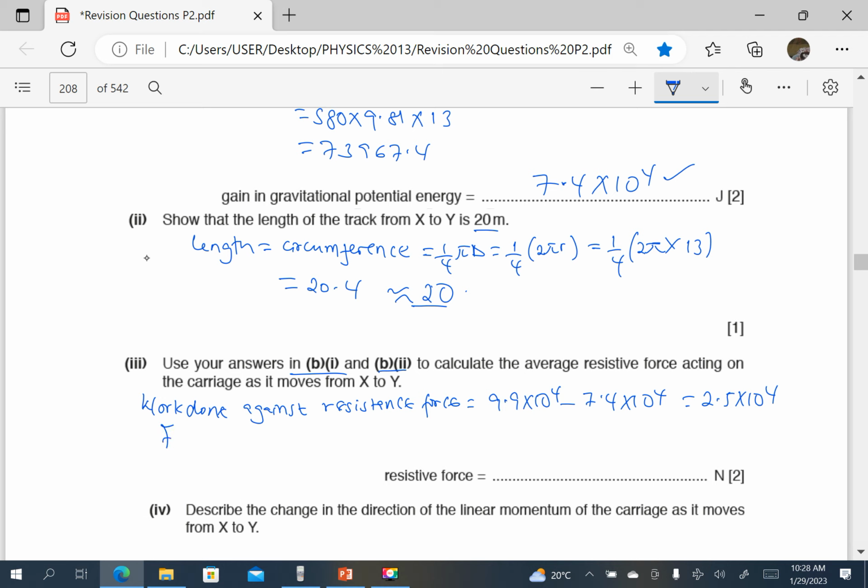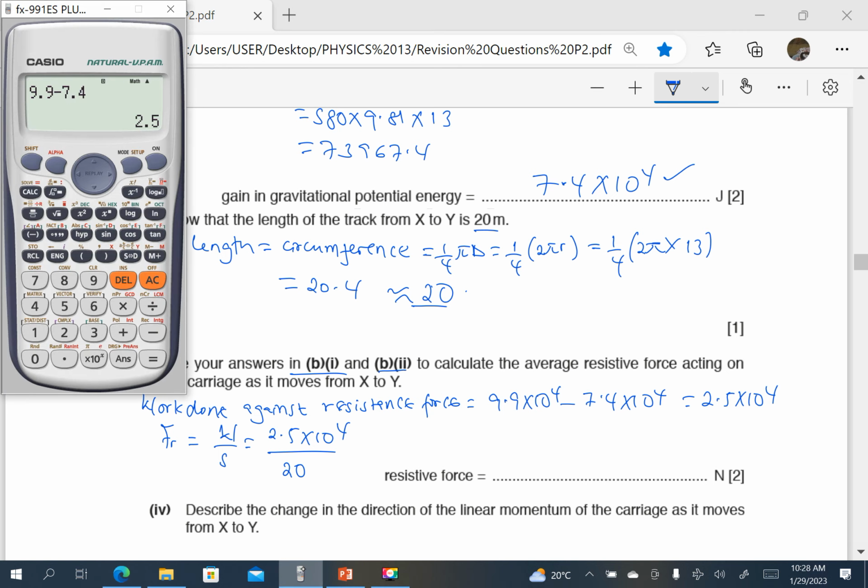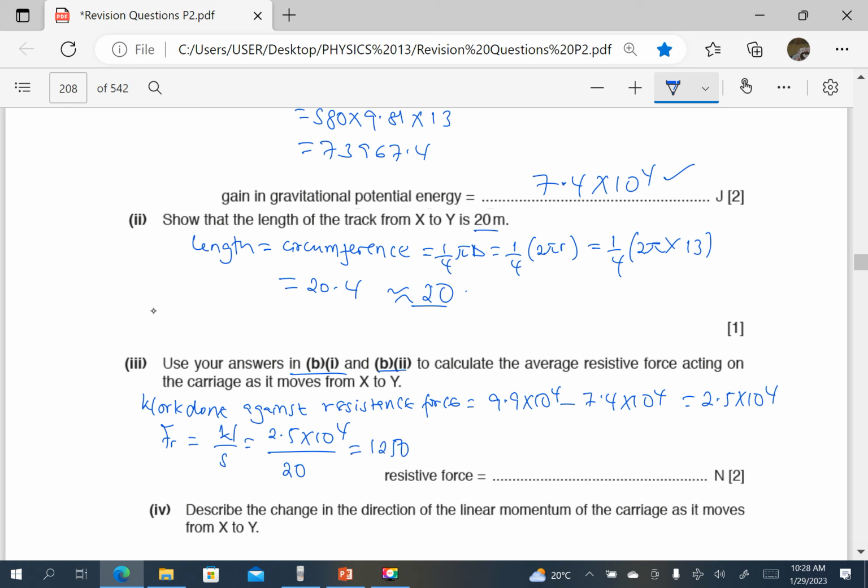That means the resistive force, which I will call FR, should be the work done divided by the distance. So that is going to be 2.5 times 10 power 4 divided by the distance, which is approximately 20 or 20.4. So we can check: 2.5 times 10 power 4 divided by 20, which is 1250, or approximately 1300 newtons to two significant figures.